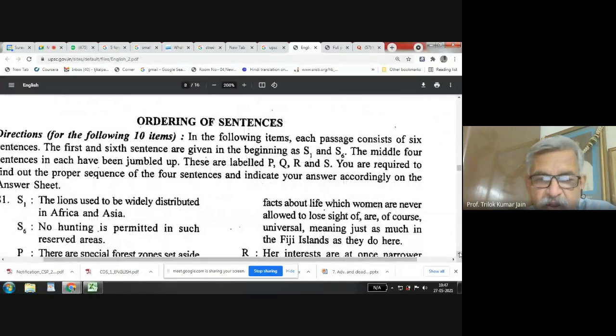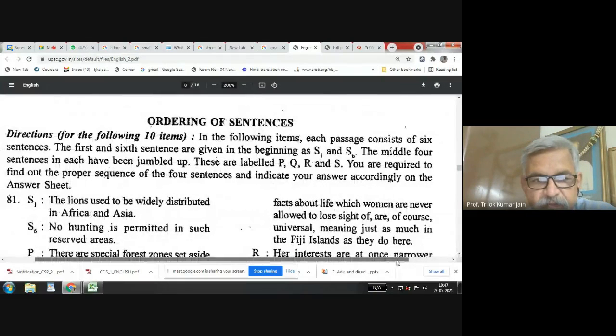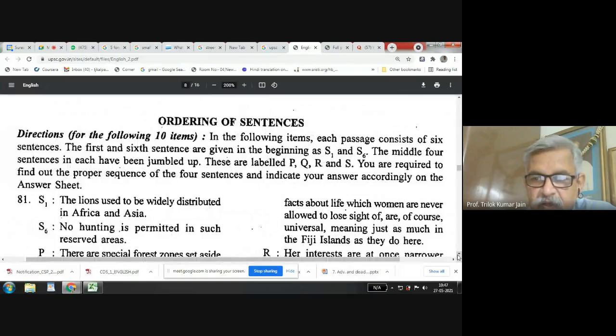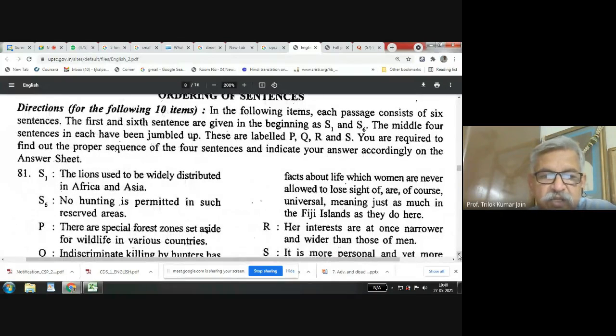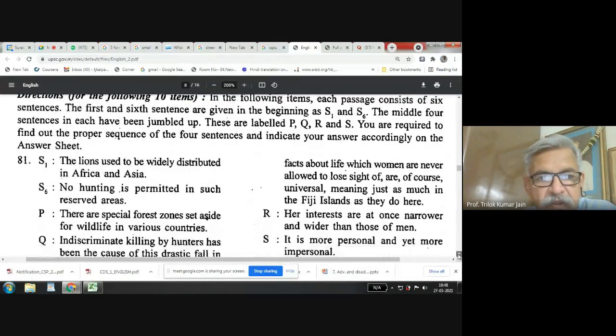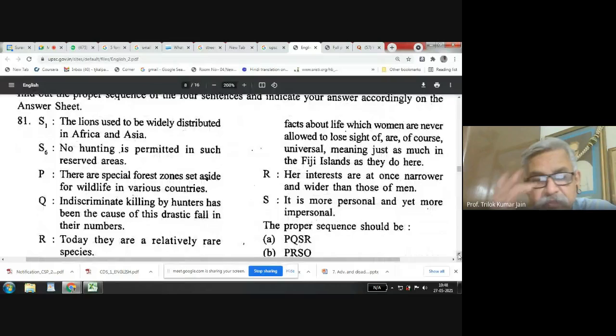Okay, ordering of sentences. Now here you have to tell which sentence will come first, which will come second, which will come third. This is what you have to tell.